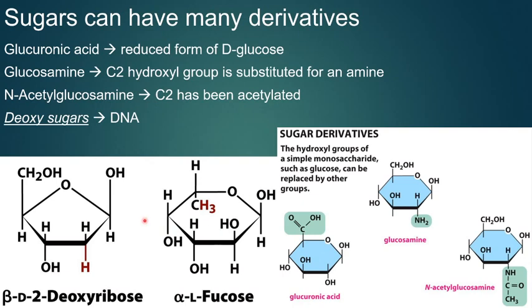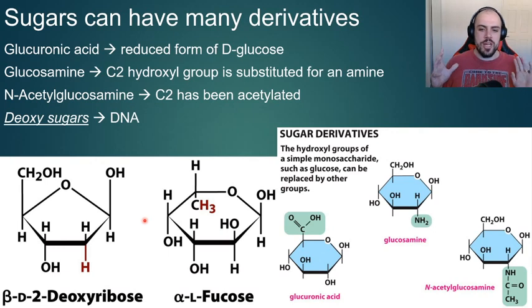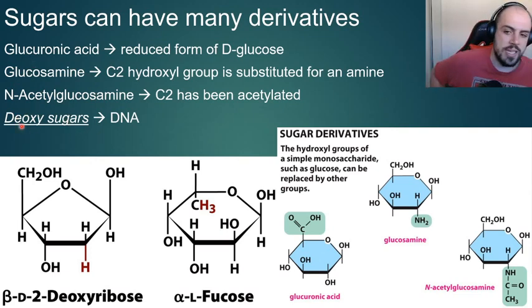Okay, now this is also where sugars can get a little bit tricky. Because what we have been looking at here is the straight, basic form of saccharides. However, sugars can also have many, many different derivatives. A perfect example is what we've been looking at over the past few slides, this glucuronic acid. So looking at that D-glucose that has been reduced, that's obviously a derivative of that. We've got glucosamine. We've got deoxy sugars, like we see in our DNA.